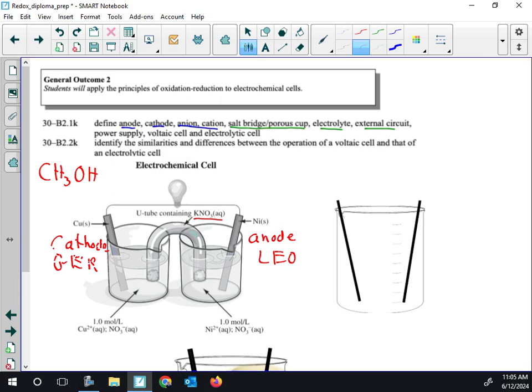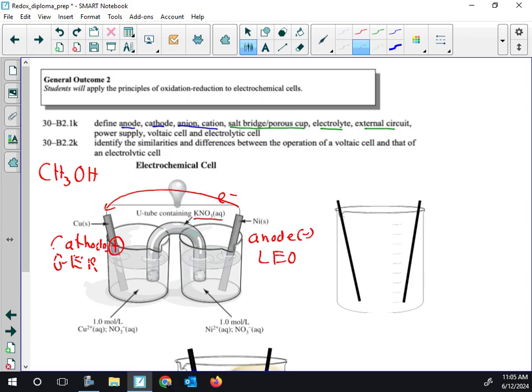Now, electrons are negative and they're lost at the anode, so that makes the anode negative. The electrons are coming from that side. So we have our electrons flowing through our external circuit to the cathode, which is going to be our positive electrode. So negative electrons are flowing from the negative to the positive.